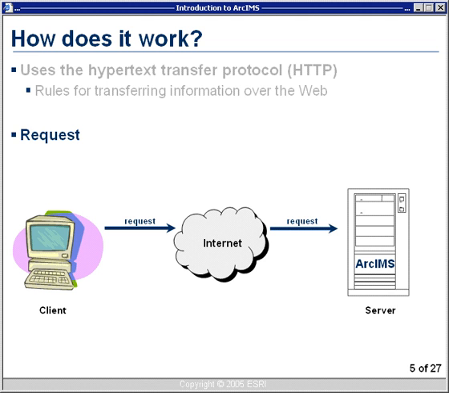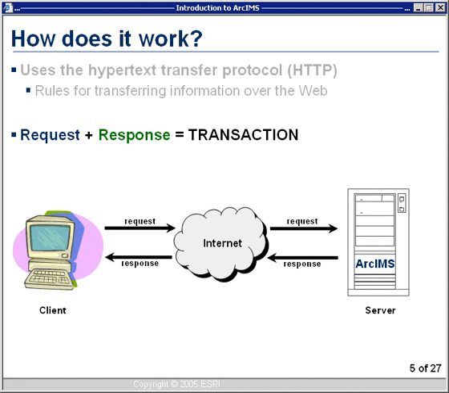So, the client begins this HTTP communication with the ArcIMS server by performing a task on the website. We say that they are initiating a request. This request passes through the Internet to the server, where a response is put together and sent back to the client. The combination of the request plus the response is a transaction. The concept of a transaction is very important in ArcIMS.